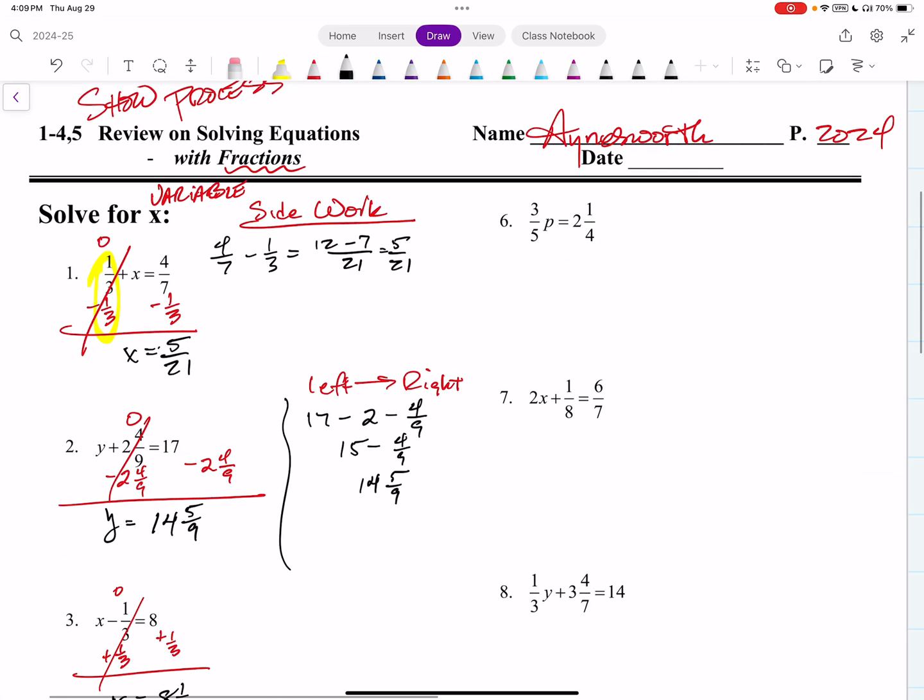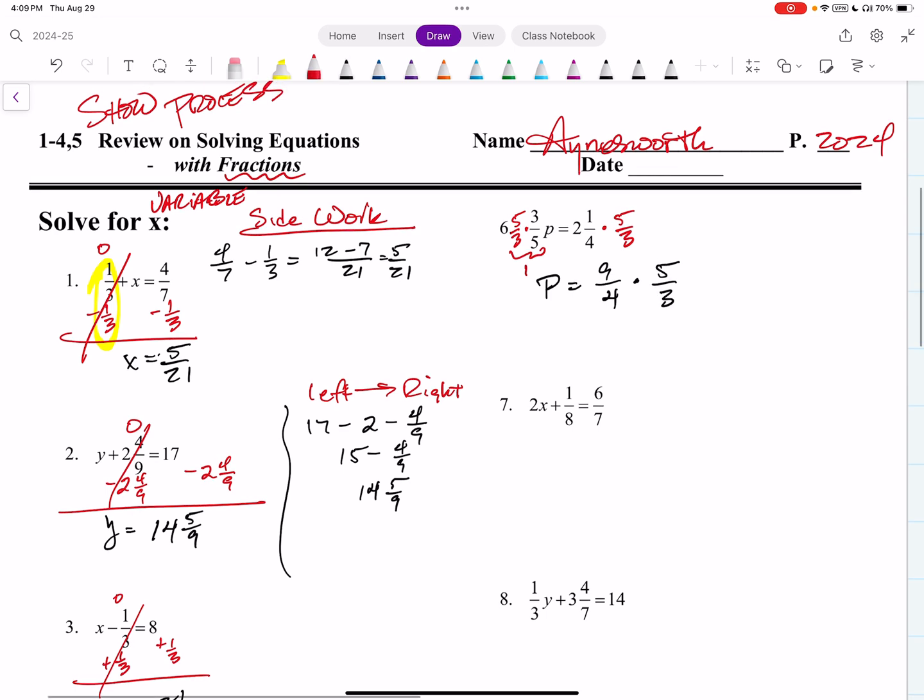Number 6. Okay, again, multiply by the reciprocal. So, like we're repeating ourselves. So 5/3 times 5/3 on both sides. Okay, when you multiply reciprocals, you get 1. 15 divided by 15 is 1, so I get p equals something. I got to change 2 1/4 to improper, so 4 times 2 is 8, plus 1 is 9. So I get 9/4 times 5/3.